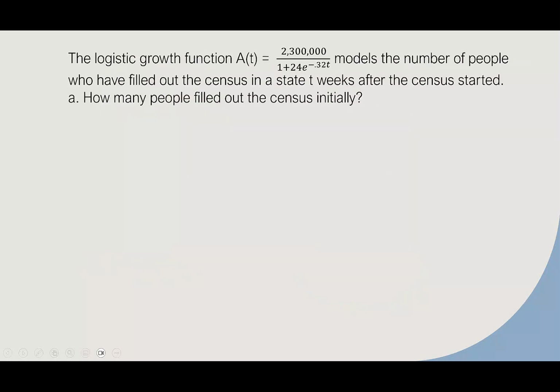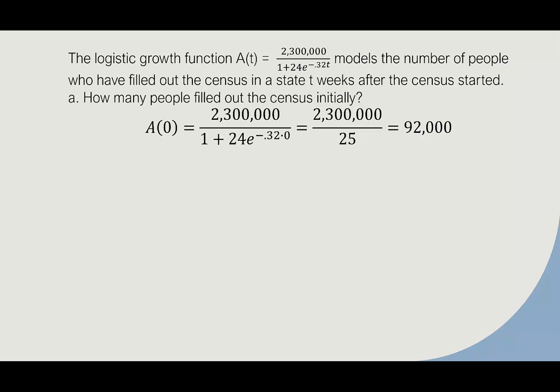Let's try one more example. This time I have a of t is 2.3 million over 1 plus 24 e to the negative 0.32t. This models the number of people who have filled out the census in a state t weeks after the census started. So the first question is, how many people filled out the census initially? We already know initially means we plug in 0. I have 2.3 million over 1 plus 24 e to the negative 0.32 times 0, which tells us we have 2.3 million over 25, which turns out to be 92,000. So as soon as the census came out, 92,000 people turned it in.